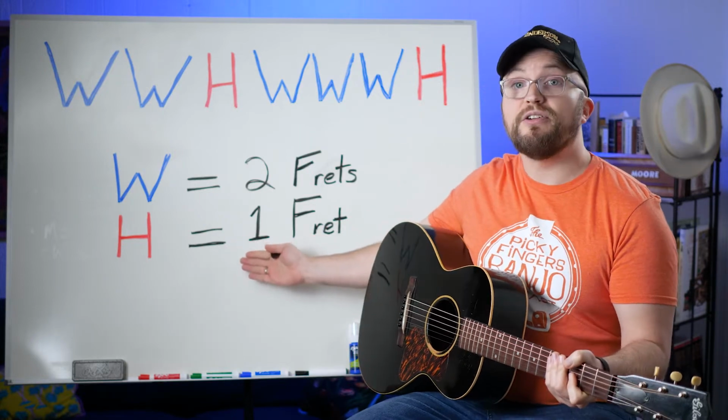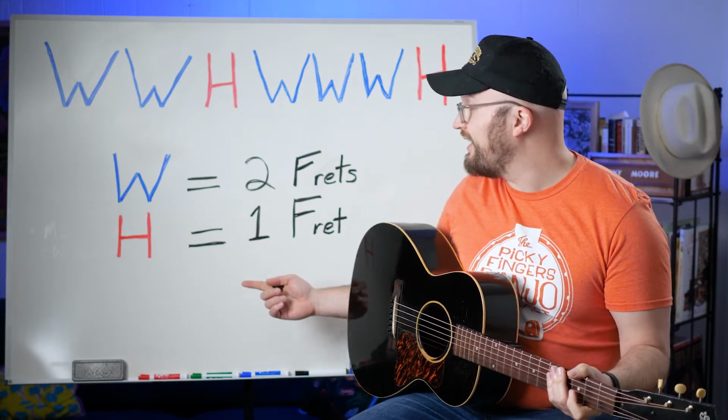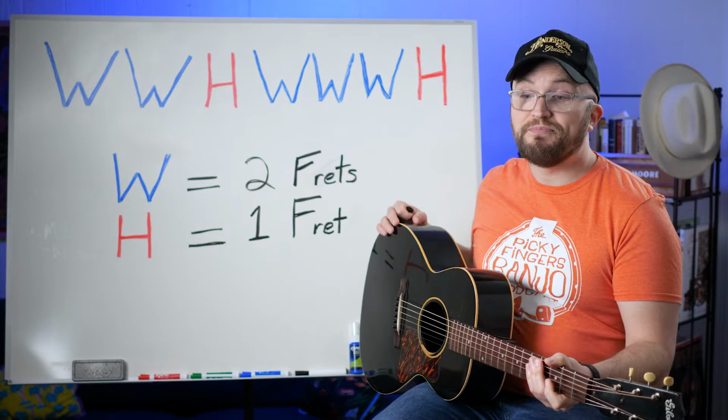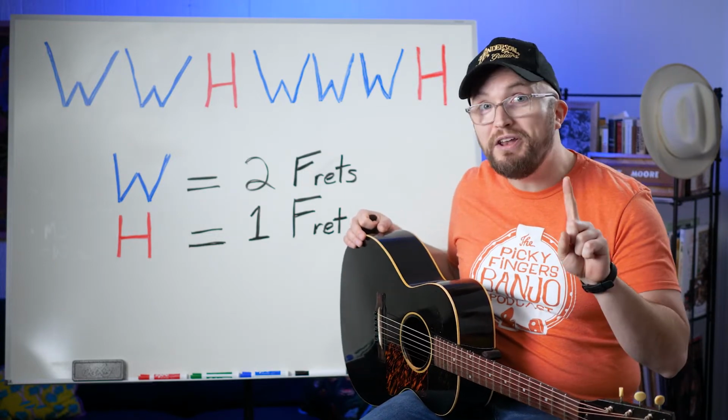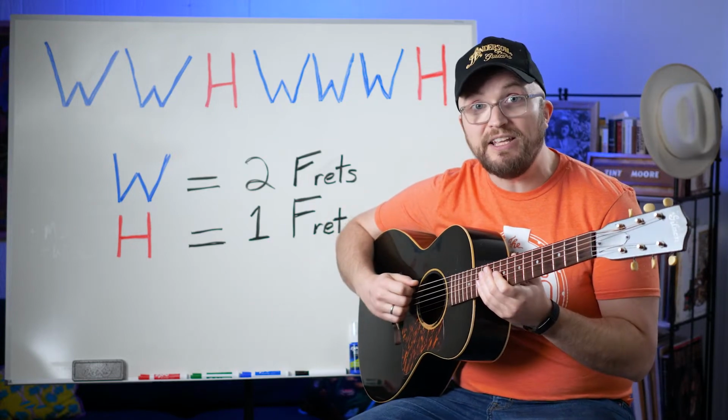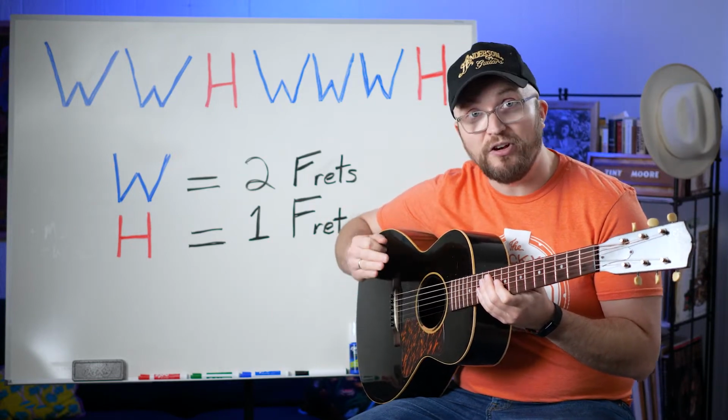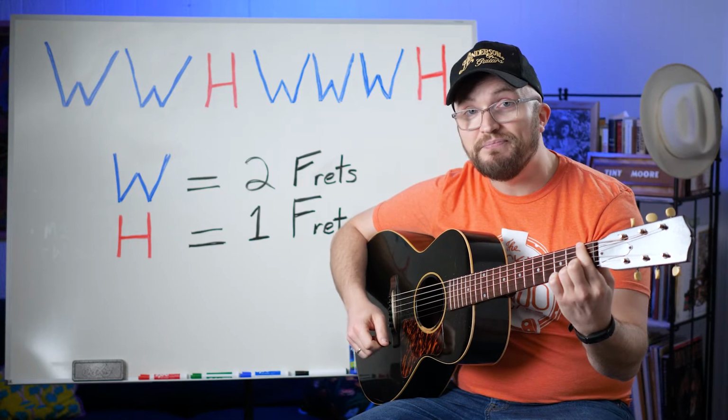Now, the other kind of interval that we need to learn here is the half step. And when we're thinking about half steps, it's simply half of a whole step, 1 fret's distance. So if we're on that low E string again, low E string as the starting point, a half step is up to that F note.